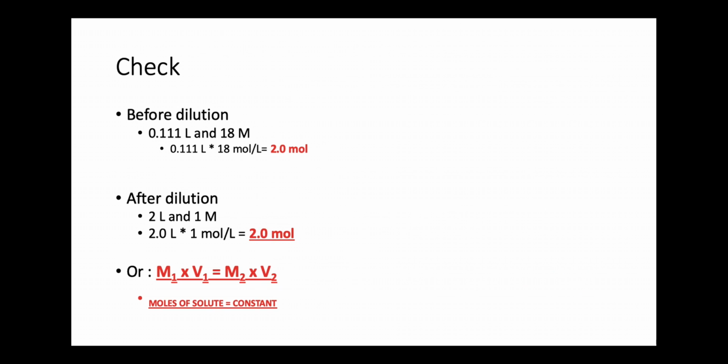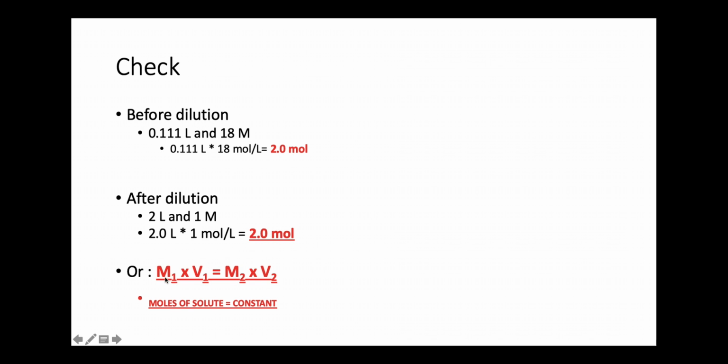And let's check. Before the dilution, I had the volume and my concentration, I had 0.111 liter times 18 moles per liter is 2 moles. And after my dilution, I had a concentration 1M and a volume of 2 liters. So 2 times 1 is also 2. So you see the number of moles of my solute is constant.